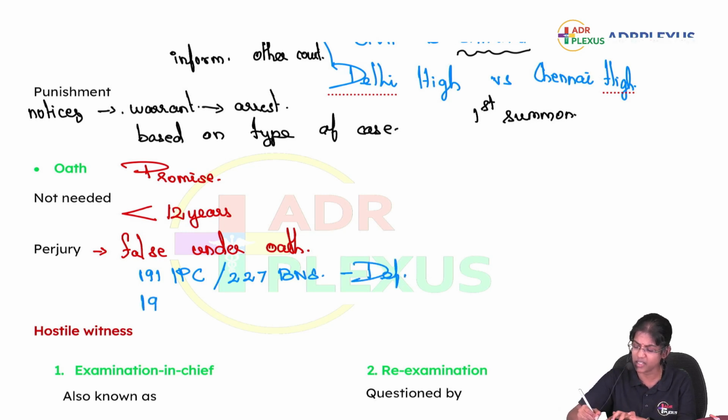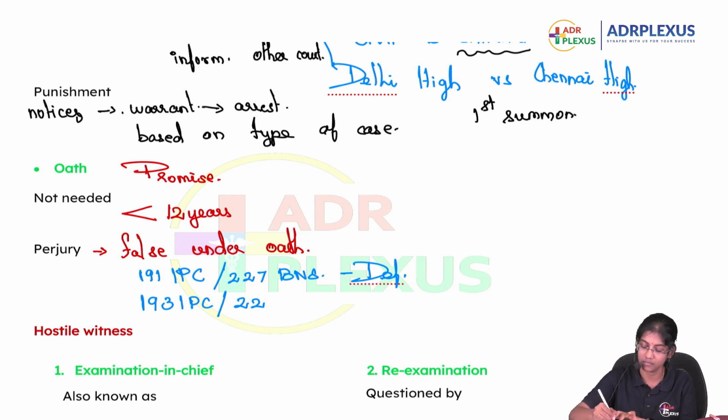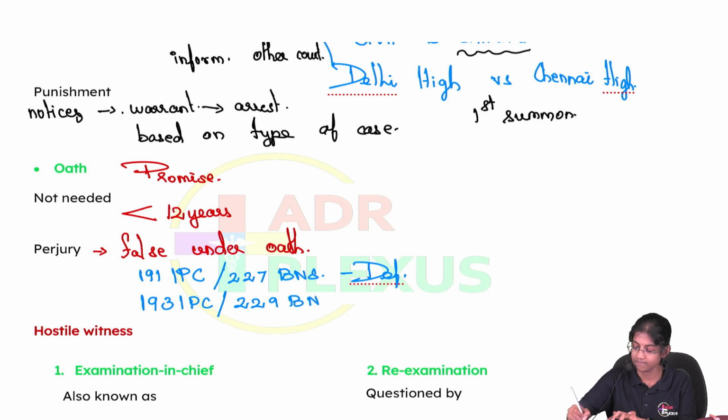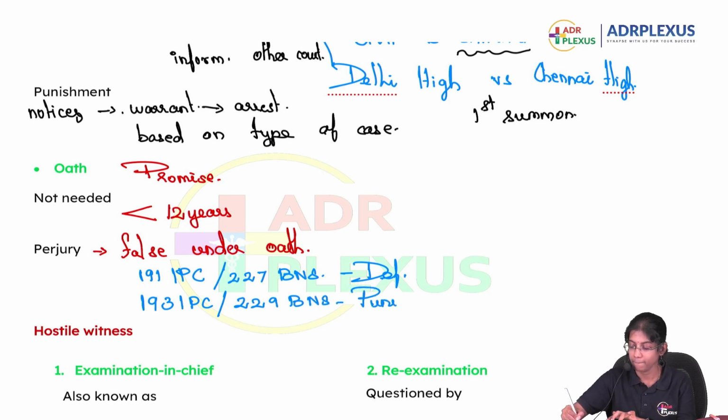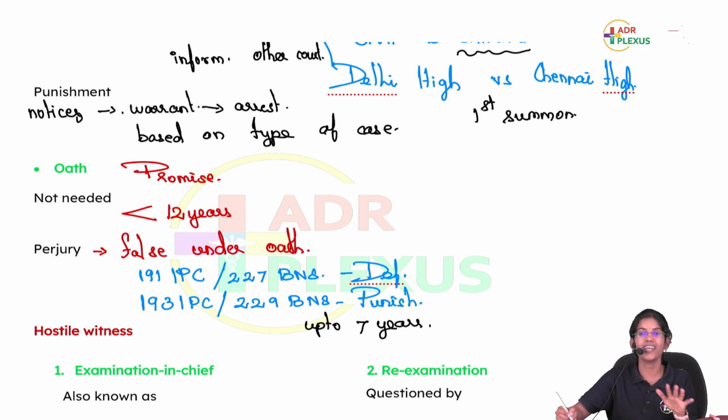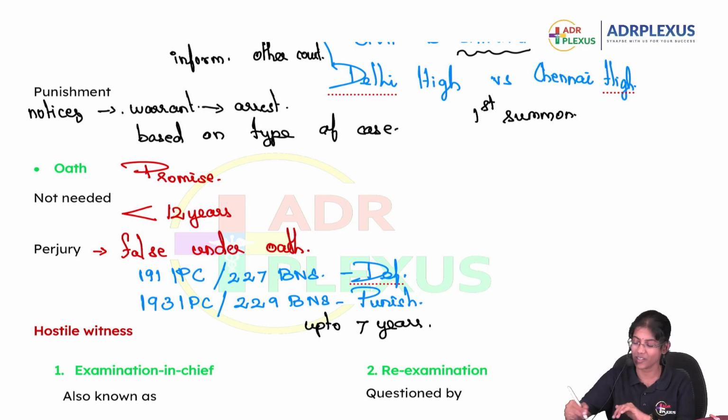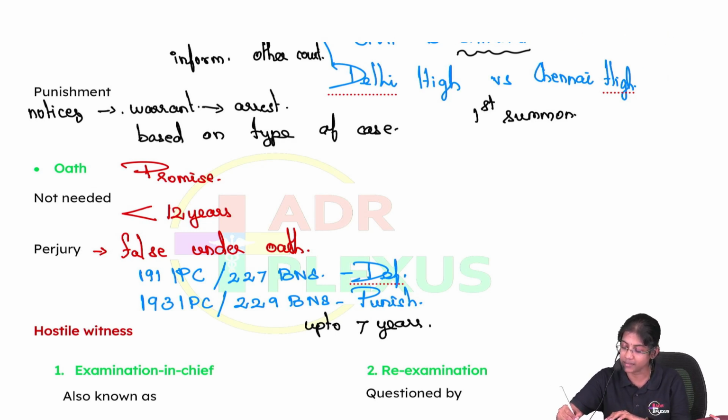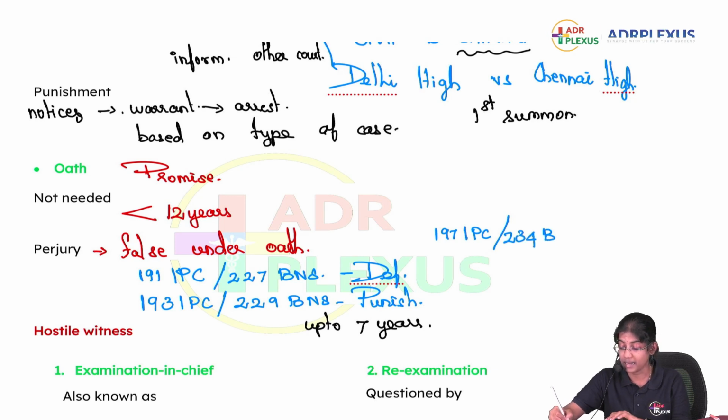The punishment is given in 193 IPC, which is 229 BNS. Now, how much punishment can they give? They can give up to 7 years. So, lying under oath, up to 7 years they can give. Since we are discussing perjury, also remember issuing a false certificate, which was previously dealt in 197 IPC. Today we deal with it in 234 BNS.